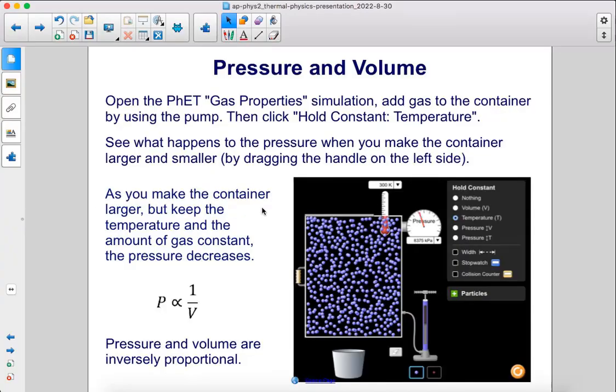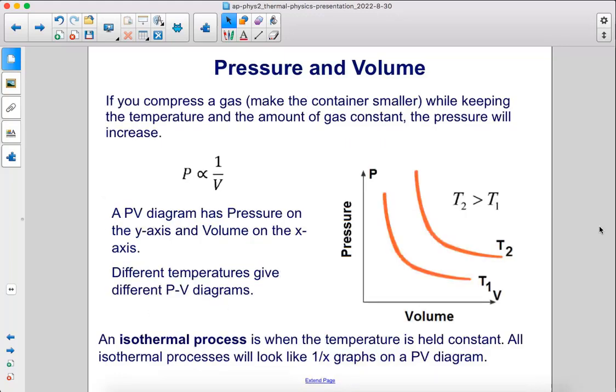So, as you make the container larger, but you keep the temperature and the amount of gas constant, the pressure decreases. Pressure and volume are inversely proportional. If you compress a gas, which means you make the container smaller, while keeping the temperature and the amount of gas constant, the pressure will increase.